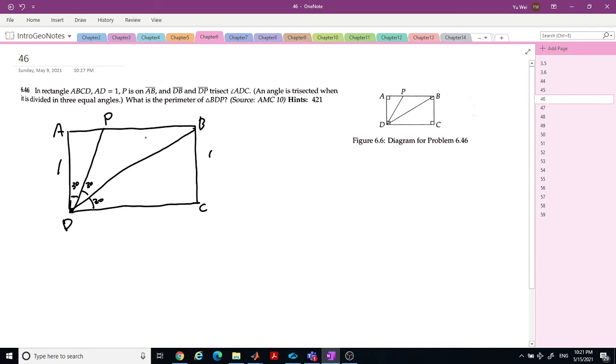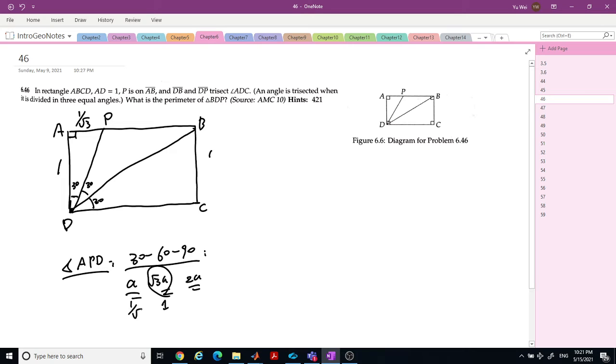So what is the perimeter of BPD if AD is equal to 1? You can see triangle APD is 30, 60, 90, right? So you know if the sides are A, root 3 A, and 2A, right? So we know this one is 1, so it's 1 over root 3, right? So this is 1 in this case. Then this is 1 over root 3, and the other one is 2 over root 3, right?